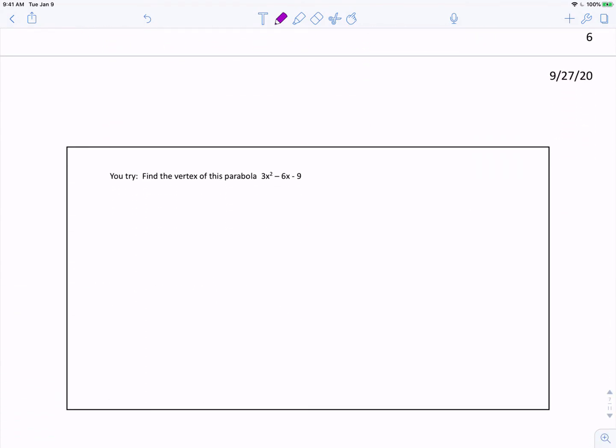Here's one for you to try. Find the vertex of this parabola, 3x squared minus 6x minus 9. Let me help you get started. So you're going to start by finding h. H is going to be equal to the opposite of b over 2a. And in this parabola, a is equal to 3, and b is equal to negative 6. So you're going to start by going h is equal to the opposite of b, that would be positive 6, over 2 times a, that would be 2 times 3 is 6. Look, no fractions. H is going to turn out to be 1. Now you find k.